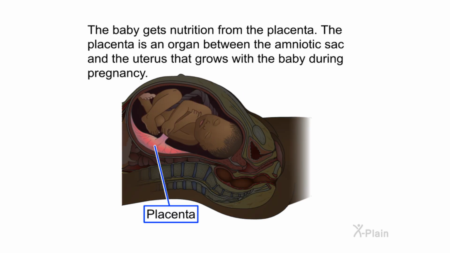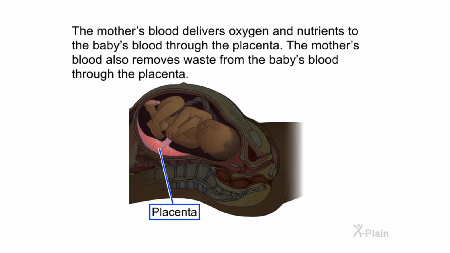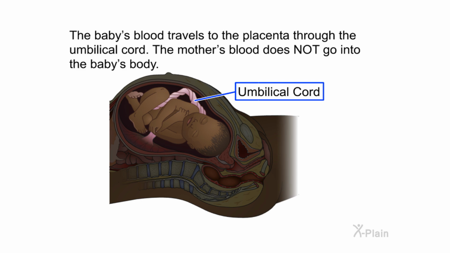The baby gets nutrition from the placenta. The placenta is an organ between the amniotic sac and the uterus that grows with the baby during pregnancy. The mother's blood delivers oxygen and nutrients to the baby's blood through the placenta. The mother's blood also removes waste from the baby's blood through the placenta. The baby's blood travels to the placenta through the umbilical cord. The mother's blood does not go into the baby's body.